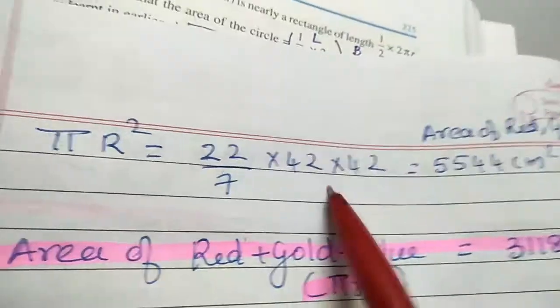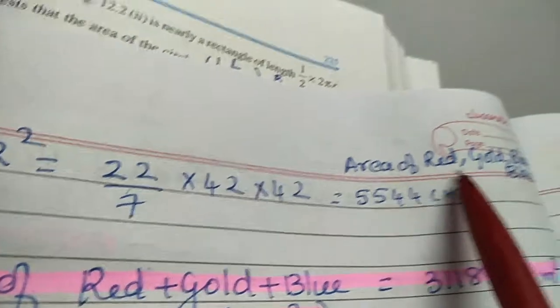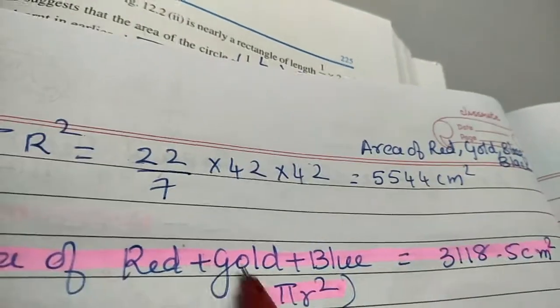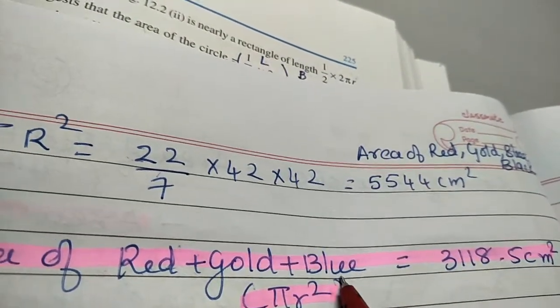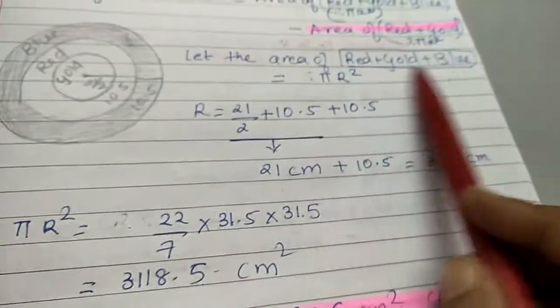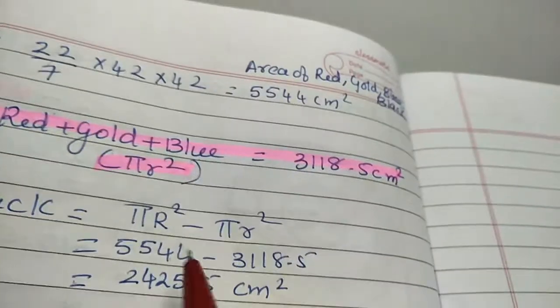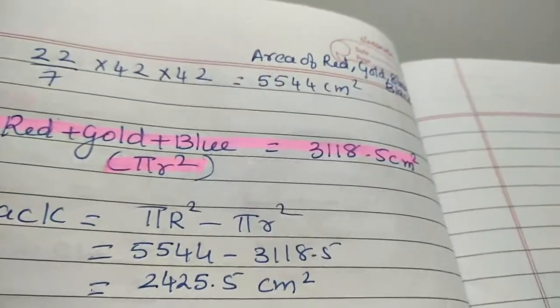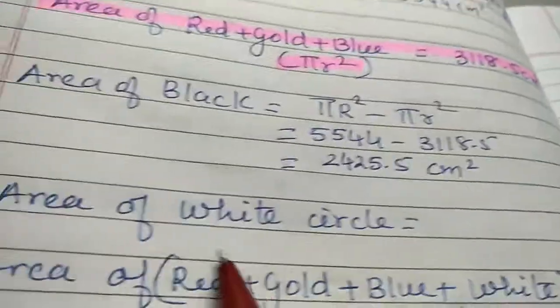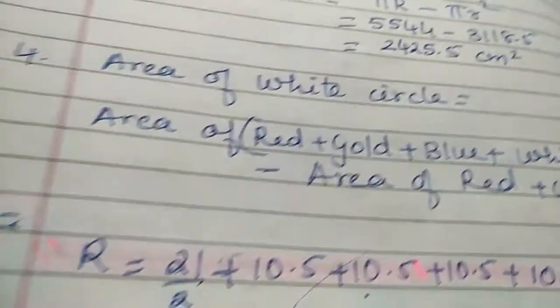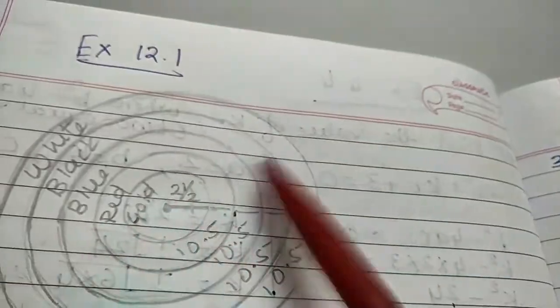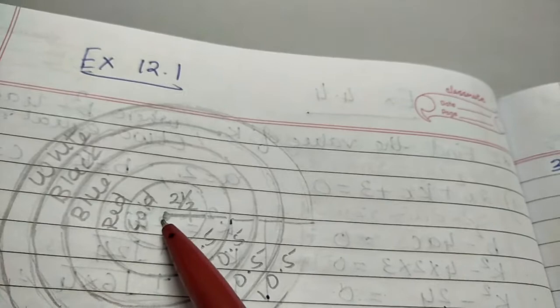Okay. So using this 42 centimeter, we got this area. Okay, red, gold, blue, black. From that you have to subtract red, gold and blue, which we have already calculated here. Red, gold, blue, this area. So subtract it from this area, you get the area of black, this much. Now for the area of white, complete circle minus the area from gold to black.